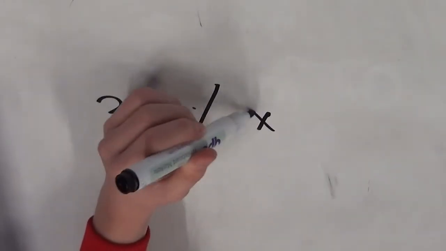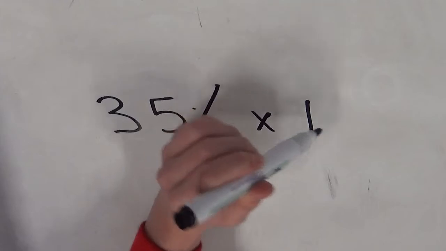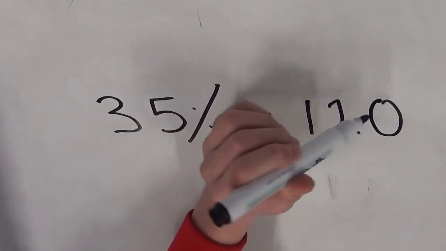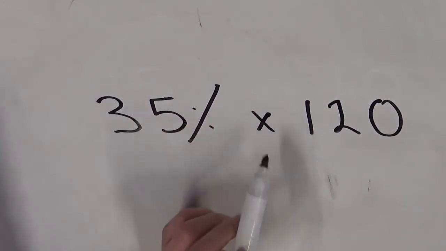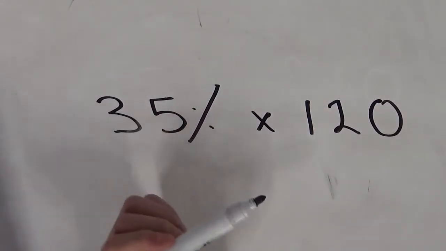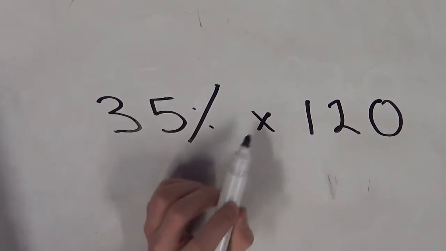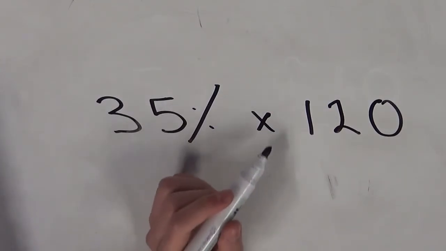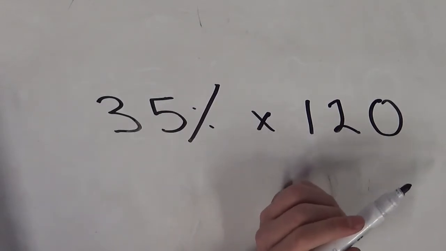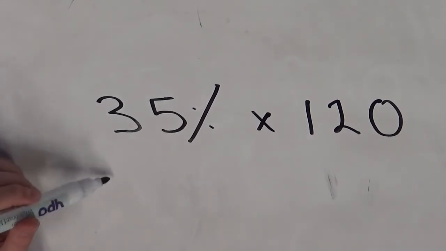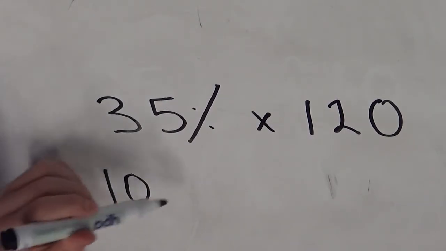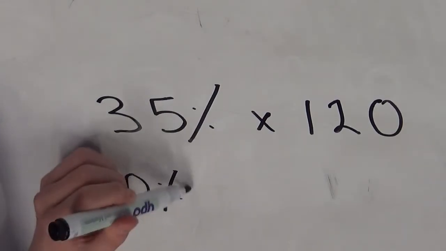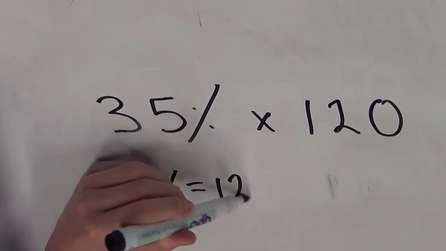35% of 120. As you can see, I didn't put of, I put a times. This means of. So it's still 35% of 120. So let's find 10% again. This would be 12.